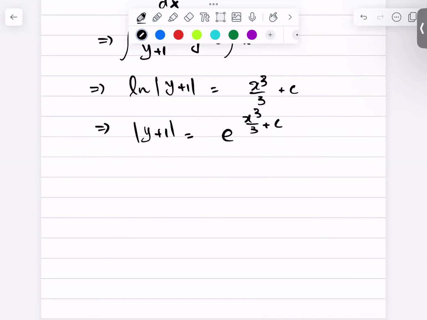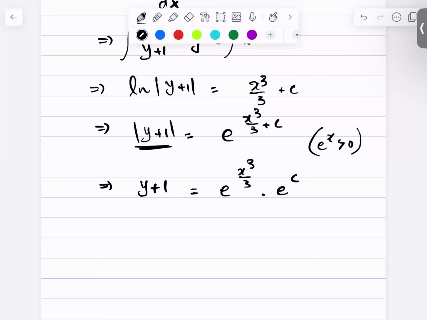We know that e to the x is always bigger than 0. So therefore, this modulus can be removed and we can write y plus 1 is the same as e to the x to the 3 over 3 times e to the c, right? Or, no. If I remove the modulus sign there, I should write plus or minus there, right?